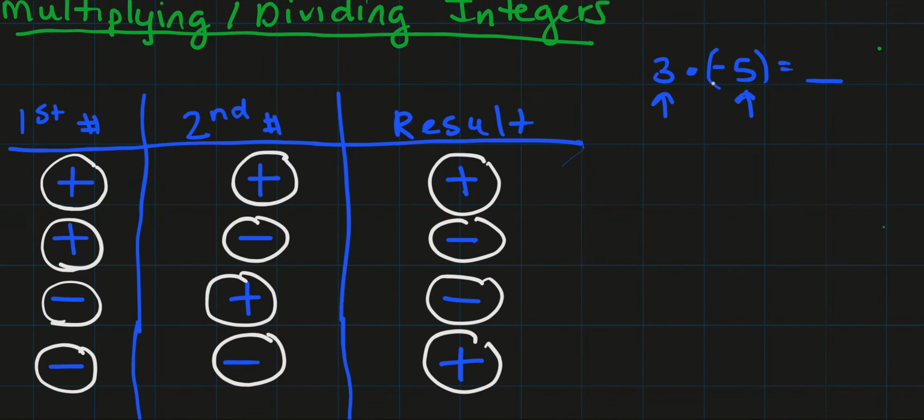Okay, so for this one, we have a positive 3 and a negative 5. 3 times 5 is 15, and now positive times a negative is a negative, so our answer is negative 15.